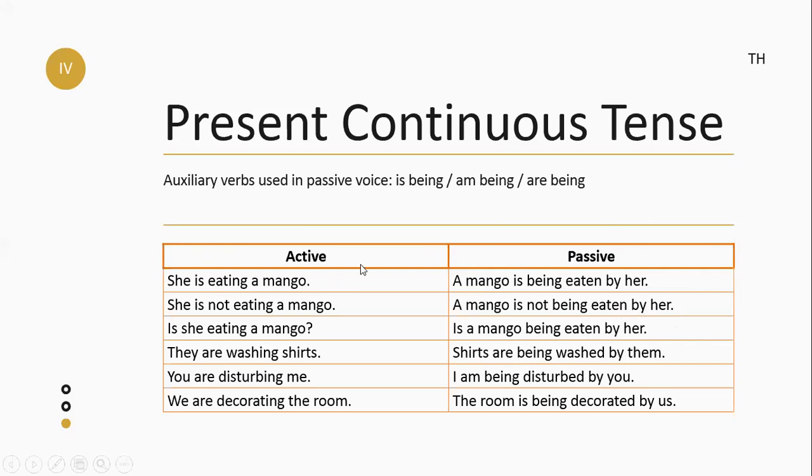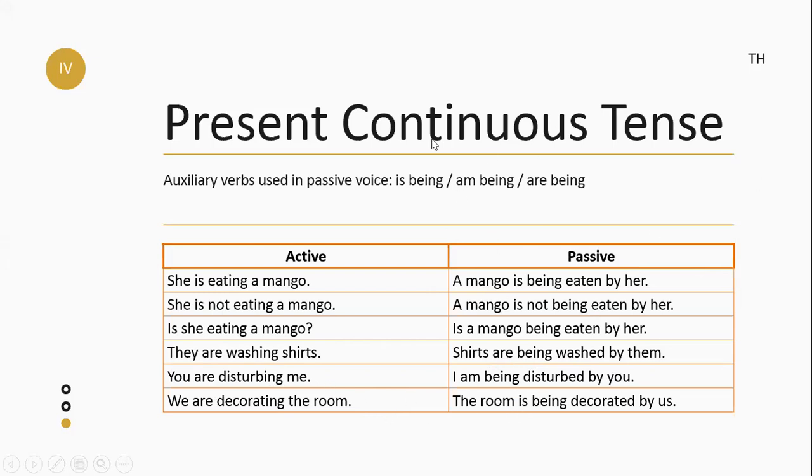So the first sentence which we discussed was an active voice sentence. And then of course, we are going to move on to plural sentences. Let's look at the first example given here. It says, they are washing shirts. And when it comes to passive, we can say shirts are being washed by them, right? And you are disturbing me.